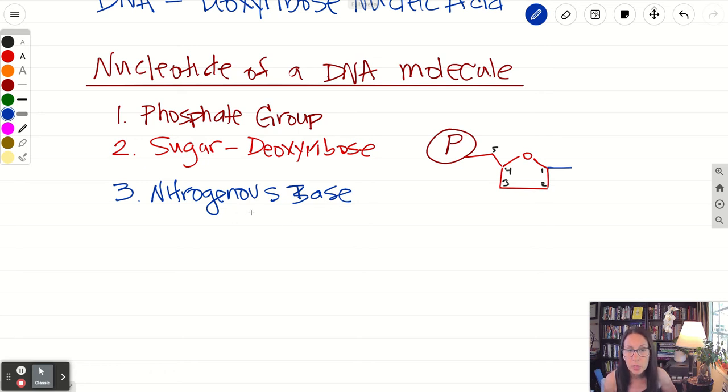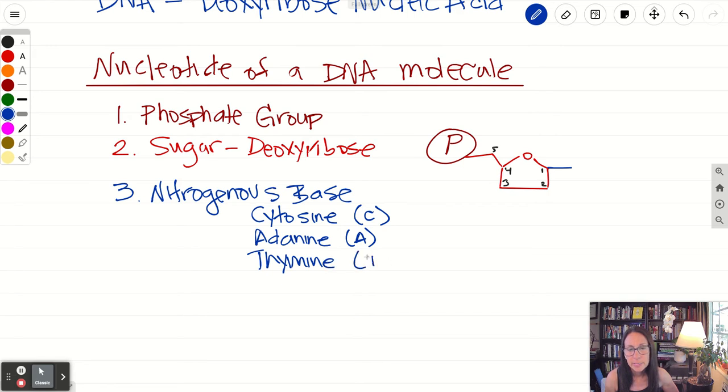The 4 options are the following: cytosine, okay, and we always represent that with a C, or adenine, that's represented by an A. Thymine, that's represented with a T. And the 4th one is G, which is guanine.